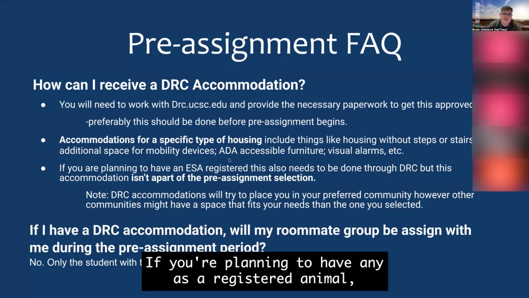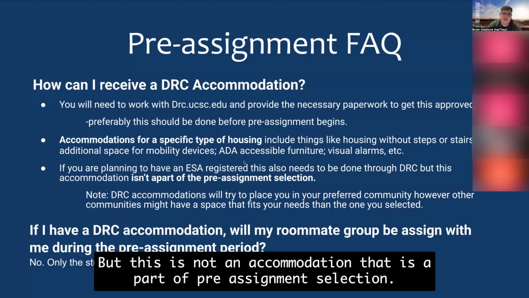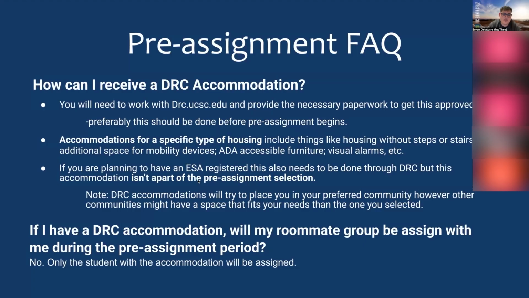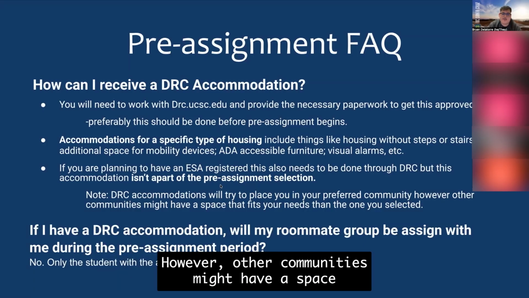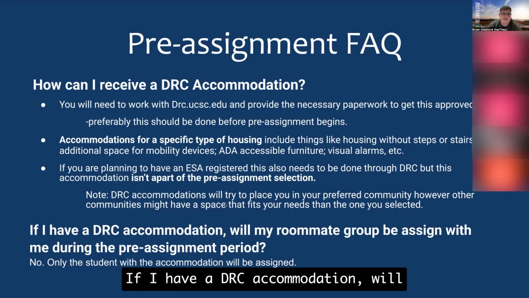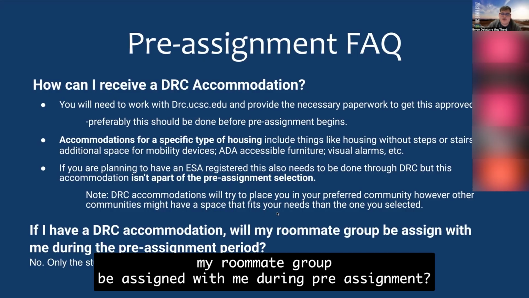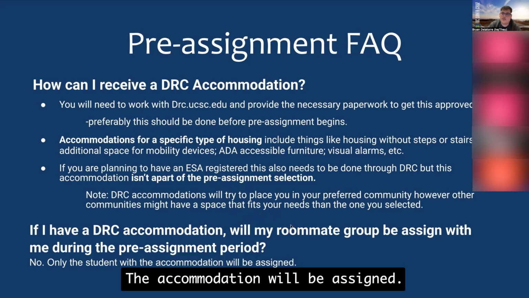If you're planning to have an ESA registered animal, this also needs to be done through DRC, but this is not an accommodation that is a part of pre-assignment selection. Note that DRC accommodation will try to place you in your preferred community. However, other communities might have a space that best fits your needs than the one that you selected. If I have a DRC accommodation, will my roommate group be assigned with me during pre-assignment? No, only you, the student, that has the accommodation will be assigned.